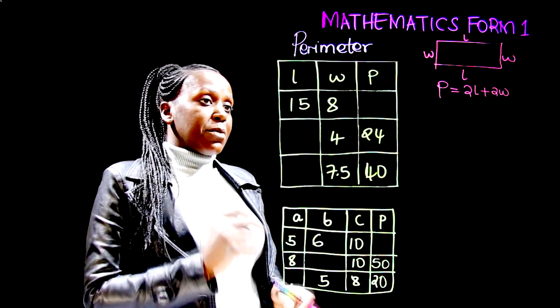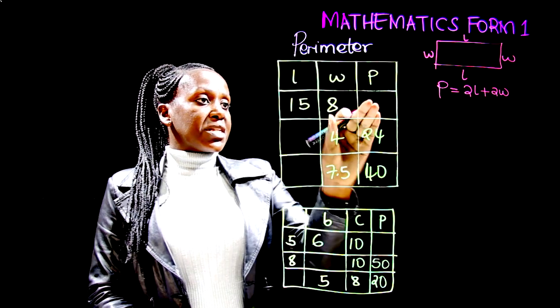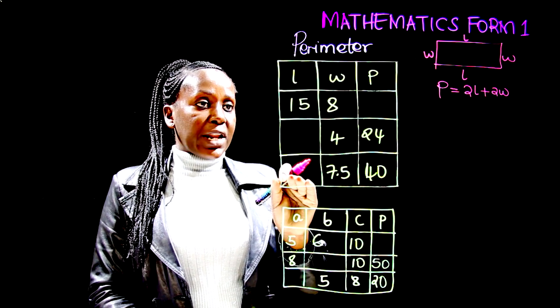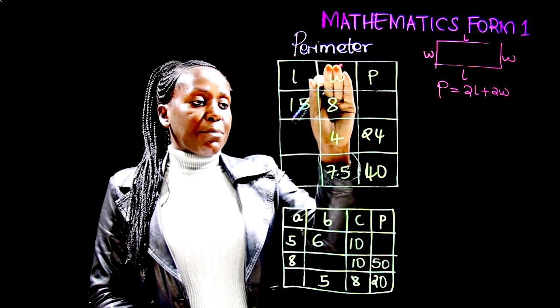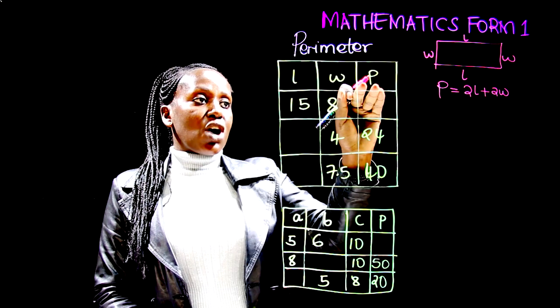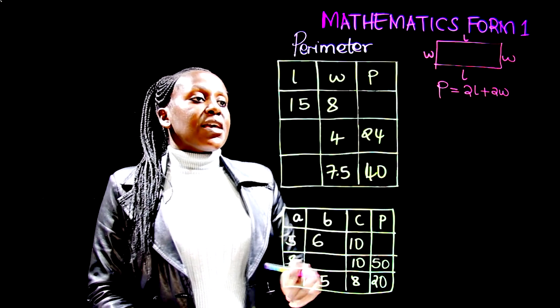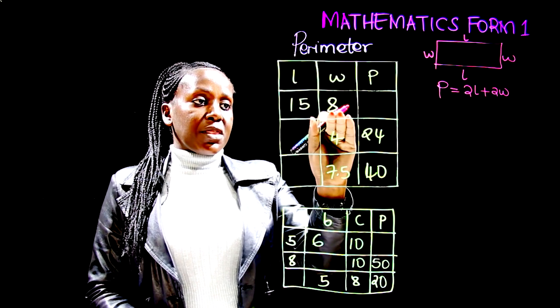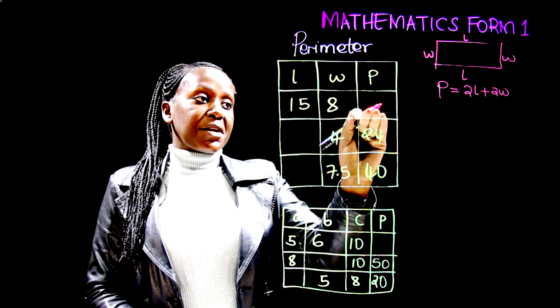So in a case where we are required to determine the perimeter, like you can see, this is a column for length, this is a column for width, and this is a column for perimeter. In the first scenario, we have the length and the width. What do we need? The perimeter.